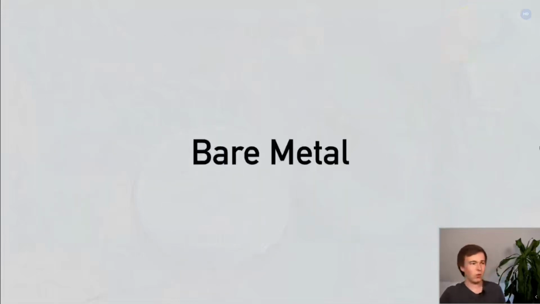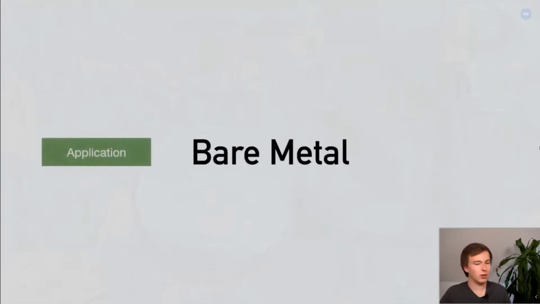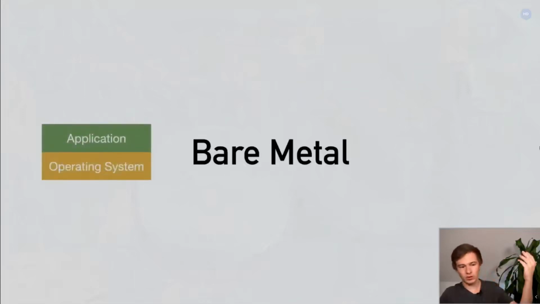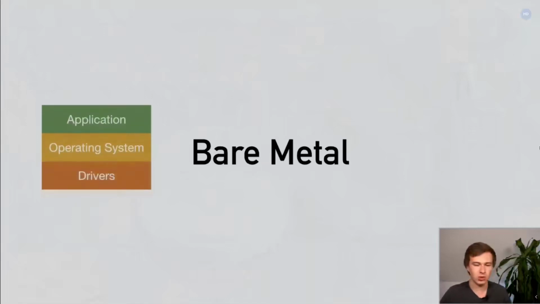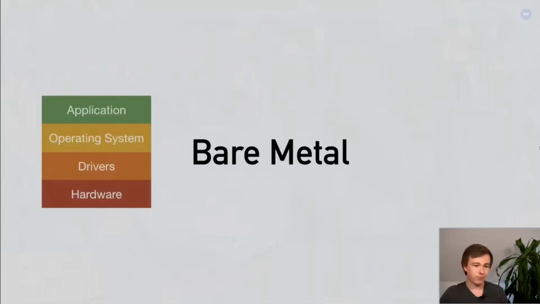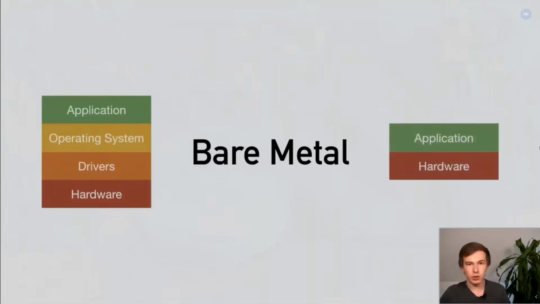So on a normal computer or on a smartphone, an application that you write will run on top of an operating system. And this operating system will then use drivers to talk to the actual hardware. Now, on a bare metal device, our application runs directly on the hardware. There's no real operating system. There's no large hardware abstraction and so on. Instead, for each hardware we run on, we have to ship all the drivers and all the stuff that we need to talk to the hardware with our application.